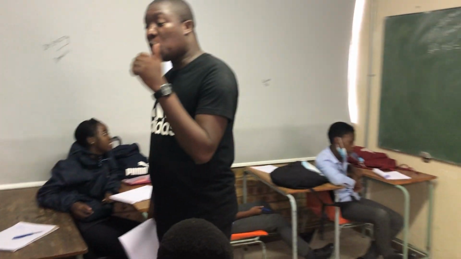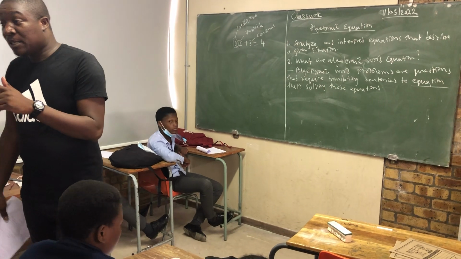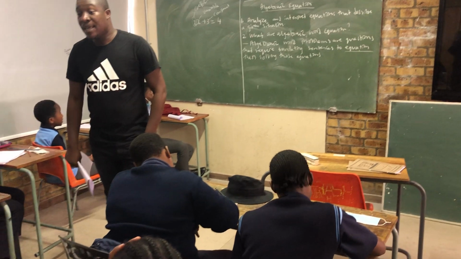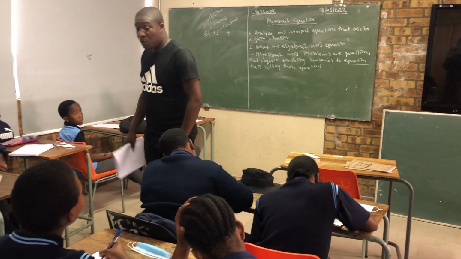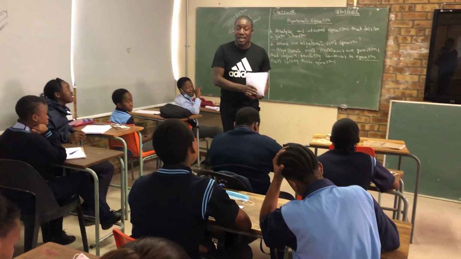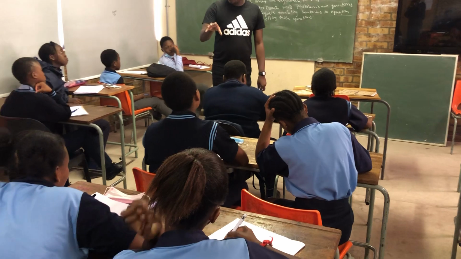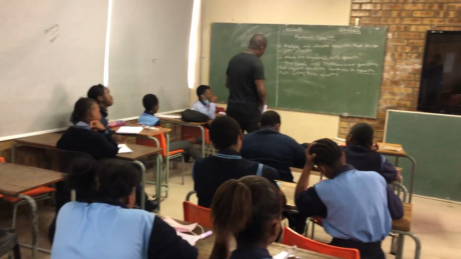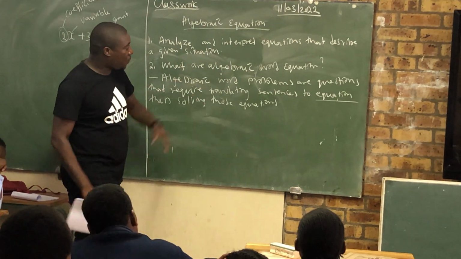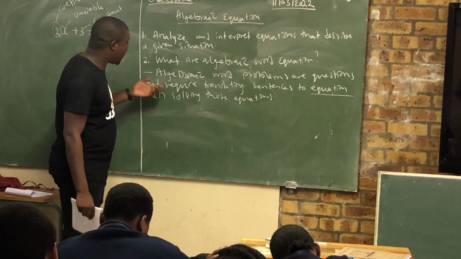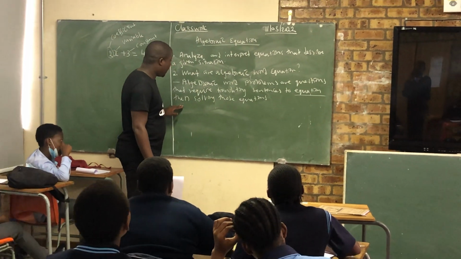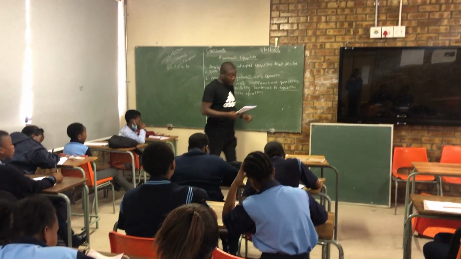We can say 2 multiplied by a number. That number refers to the x again. 2 multiplied by a number, add 3, equals 4. So that means we translated from mathematical language into English. That's what we are referring to when we ask what algebraic word equations are. Algebraic word problems are questions that require translating sentences to equations, then solving those equations.